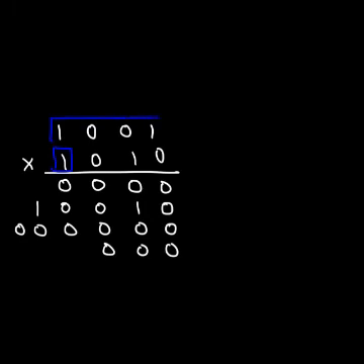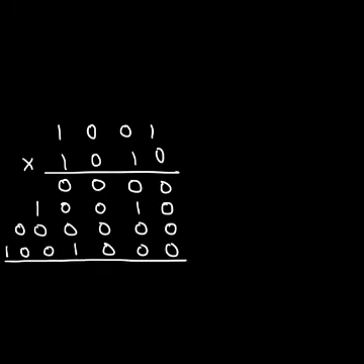Now, for the next row, we need to add 2 zeros. And we're multiplying 0 by these 4 numbers, and so that's going to give us 4 zeros. For the last one, we need to add 3 zeros to get to this row, and we're going to multiply 1 by 1001, and so that's going to give us 1001. Now let's add up everything.